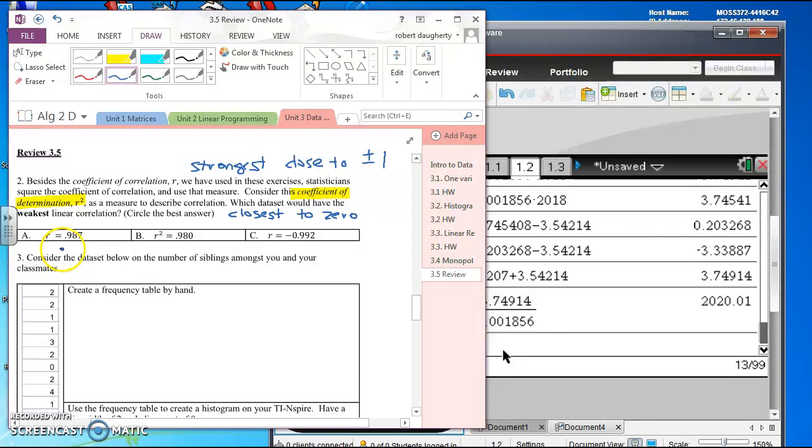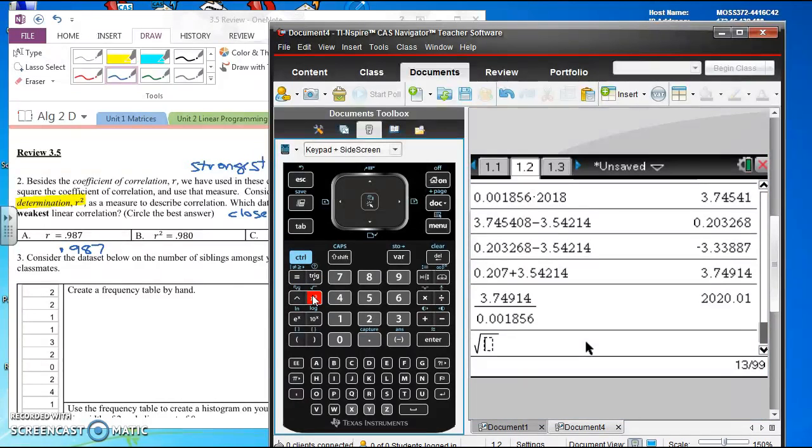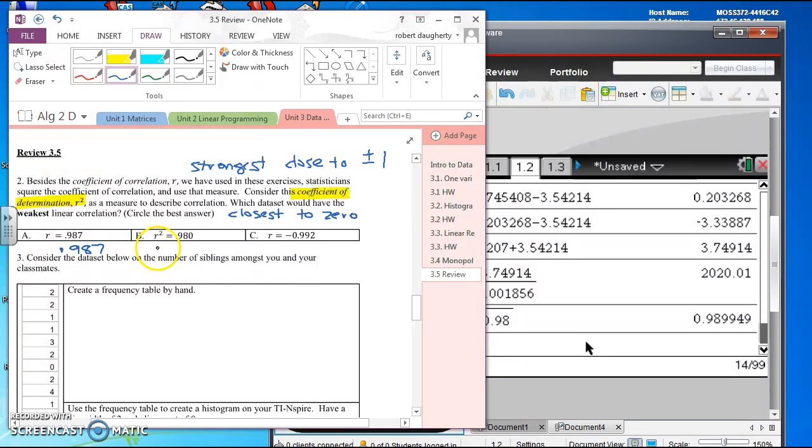So what are these numbers? This is 0.987. If R squared is 0.980, what's the square root? So solve that for R. So I need to figure out what is the square root of 0.980. That is 0.9899. So this number, R, is 0.9899.